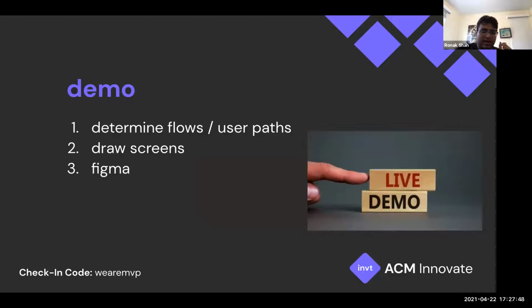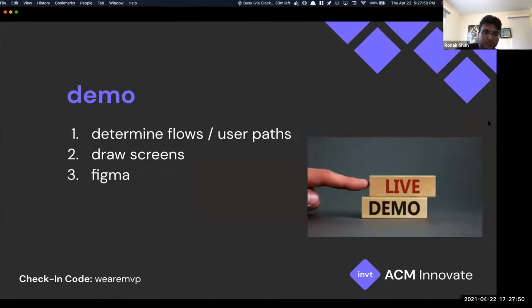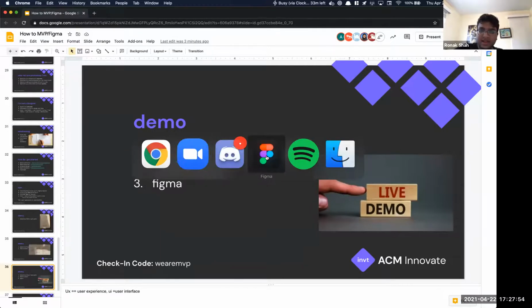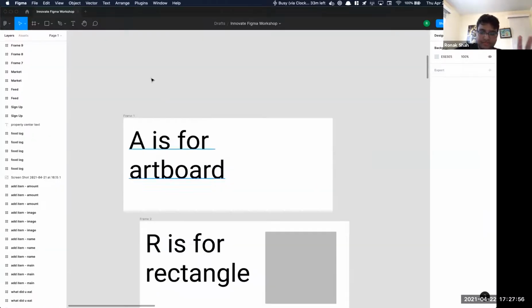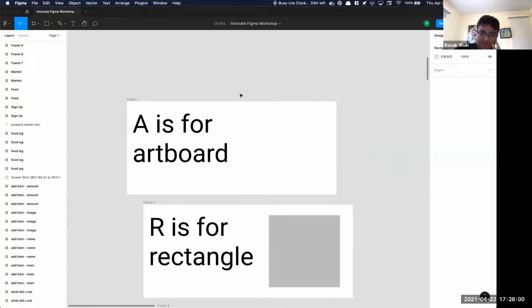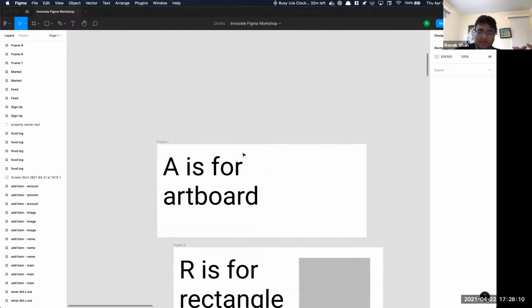Now we're going to get into using Figma. I'll have a link to the Figma I'm using for this afterwards, but let's get into it right now. This is the Innovate Figma Workshop. Before we get into actually using Figma, I'm going to take a quick detour into teaching you some of the shortcuts. One thing is I'm using a Mac with a trackpad for moving around. If you don't have a Mac, it's totally fine.